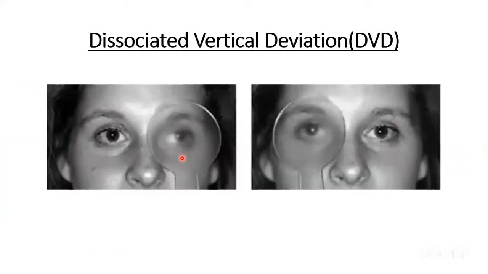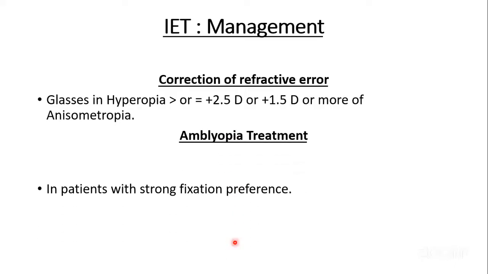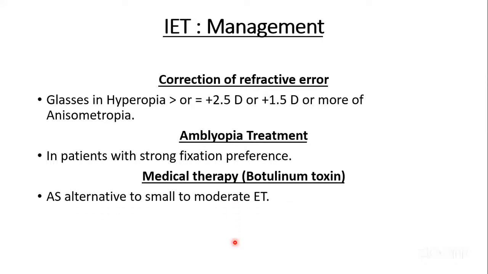Also DVD, dissociated vertical deviation. You can see here the eye is drifting upward under the Spillman occluder. Management, as we mentioned, is correction of the refractive error, amblyopia treatment, and sometimes botulinum toxin can be used as an alternative in a small angle esotropia or moderate angle, or augmentation.